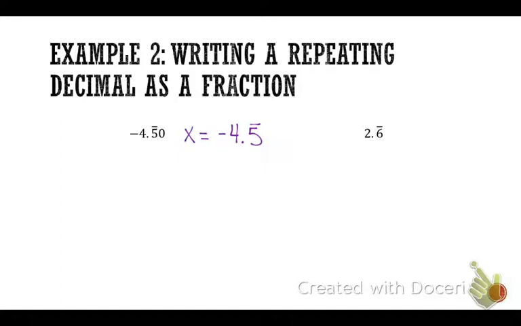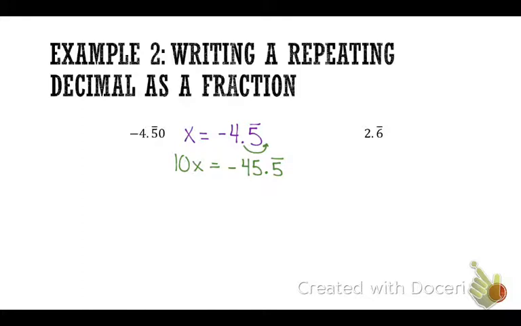Okay, guys. So what did you multiply both sides by? 10, because we have one repeating digit. So I get 10x equals, and then I bump that decimal to the right when I multiply by 10, negative 45.5 repeating. Now, anybody remember the next step? What do I do next? Cam?